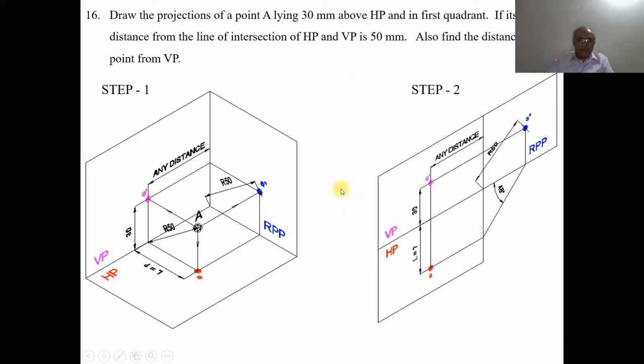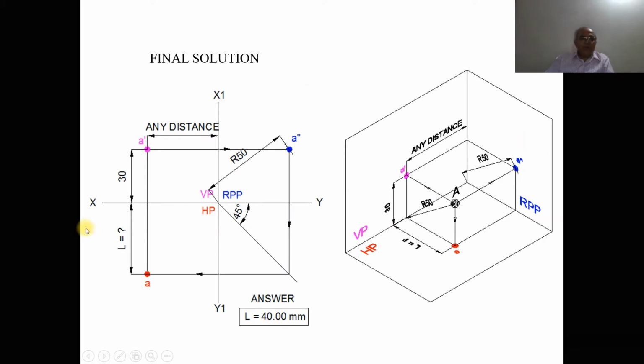To do that, first we will take up the orthographic view of this problem. First we draw the XY and X1Y1 lines and then identify the planes VP, HP and RPP. As we don't know the distance with respect to the profile plane, you take some distance and draw a vertical line, and then from the XY line you measure a distance of 30 mm and mark this point A dash. Then draw a horizontal projector from A dash to the profile view, take the compass with a radius of 50, and cut an arc on this horizontal projector.